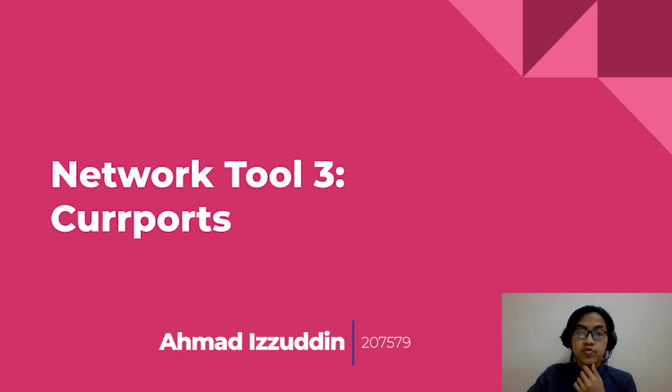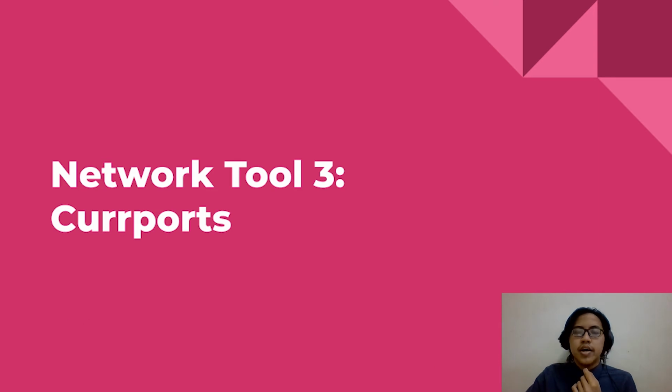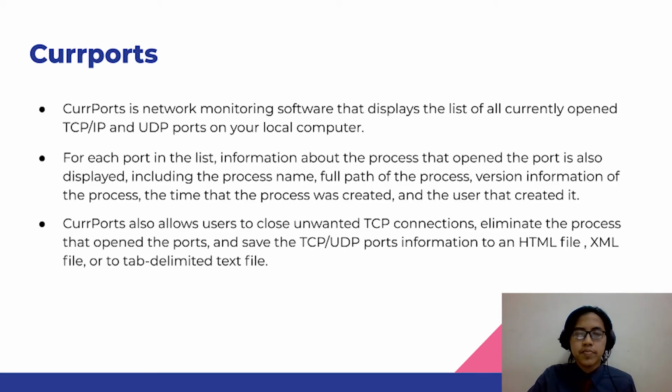Matrix number 207579. I will be presenting to you our third network utility, which is Currports. Currports is a network monitoring software that displays the list of all currently open TCP or UDP ports on one's local computer. The lists shown through the main display are in the form of multiple columns. Each column represents a different process of different software that is operating live in the PC.